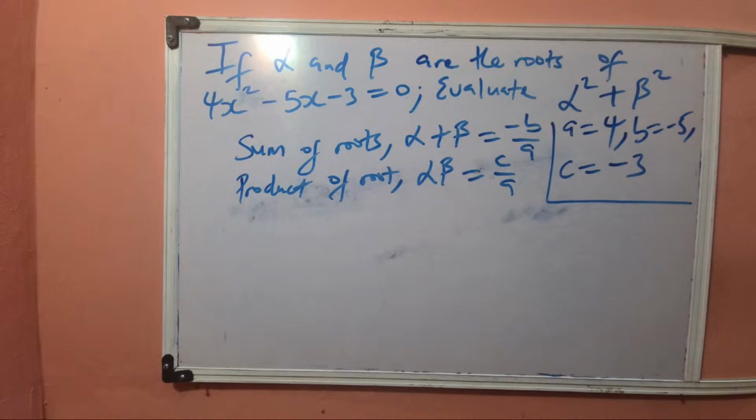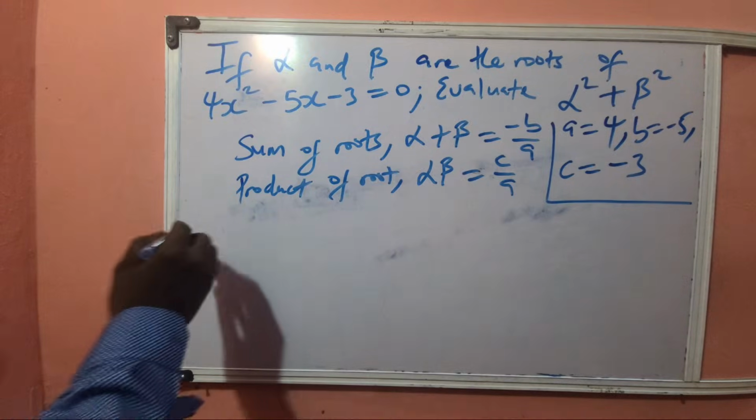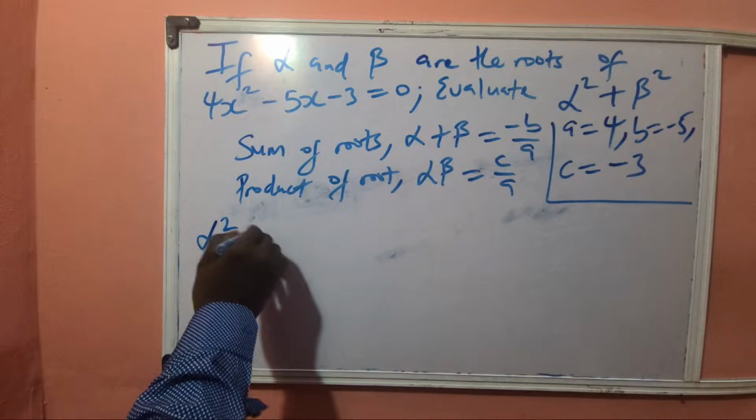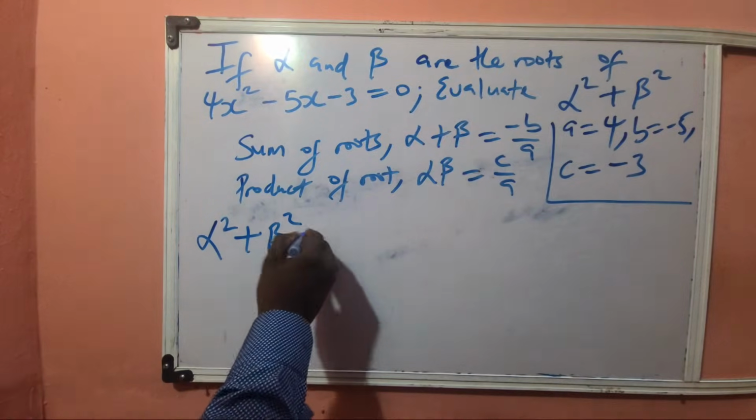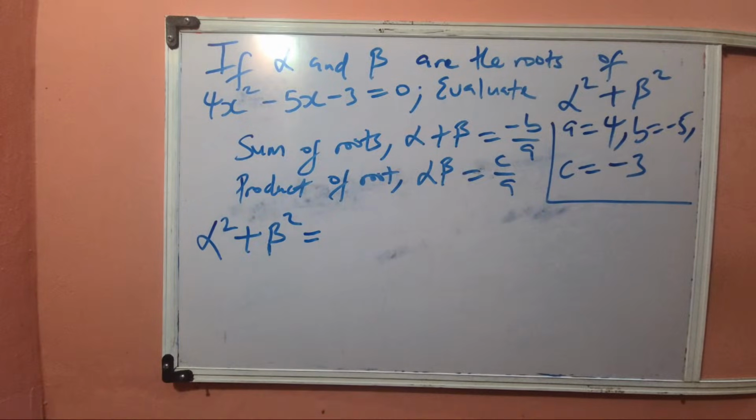How do we find the value of alpha square plus beta square? Now, this is where you have to be very smart, because alpha square plus beta square, what is this expression? How can we express alpha square plus beta square? Very, very important you note how to do this. Now, I'm going to write the expression and I'm going to prove to you why it's correct.